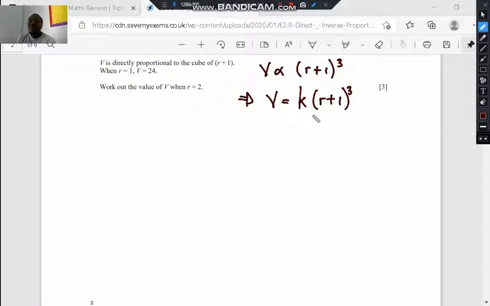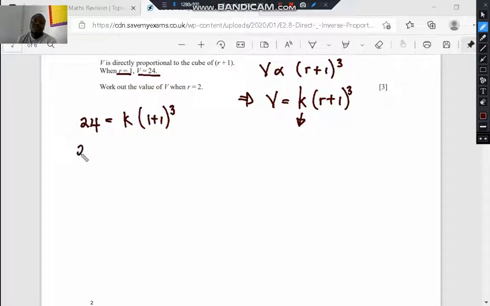Once we do this, we need to find a statement that would give us the value of v and r to find the constant of proportion, which is always given. r equals 1, v equals 24. This statement, when r is equal to 1, v equals 24, is meant to help us find the value of k. So we substitute where there is r, we put 1, where there is v, we put 24. So we are going to say 24 equals some constant k multiplying 1 plus 1, then the cube.